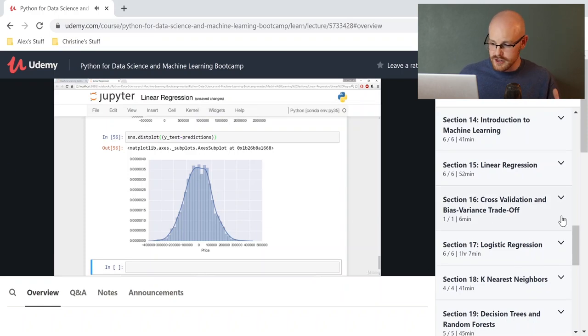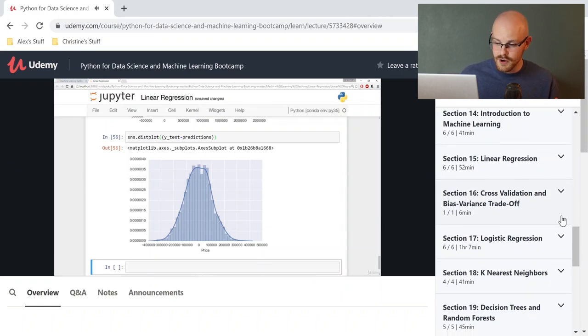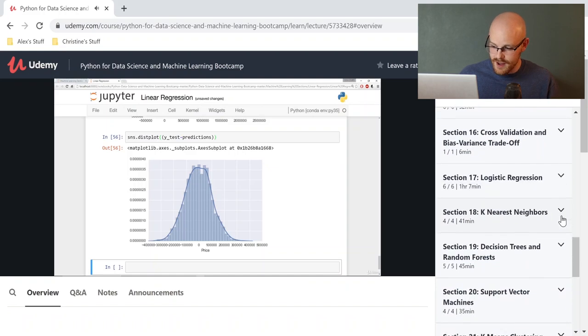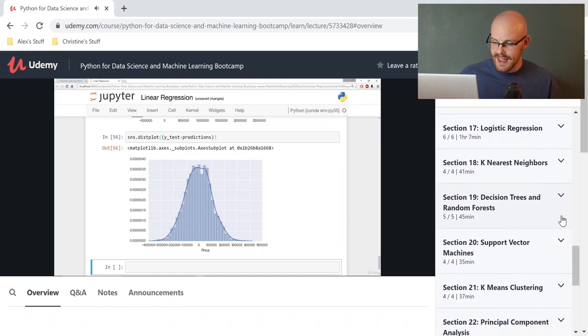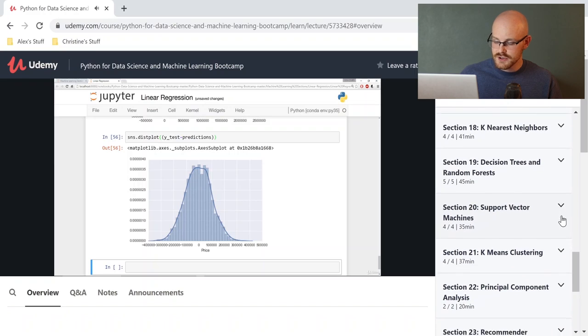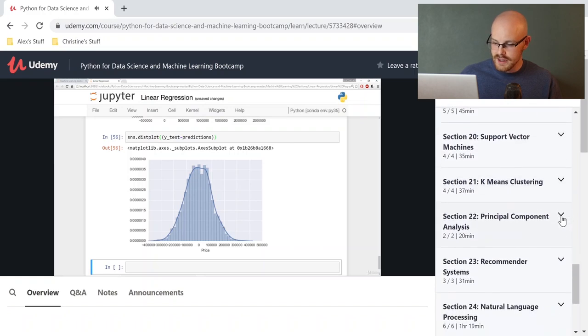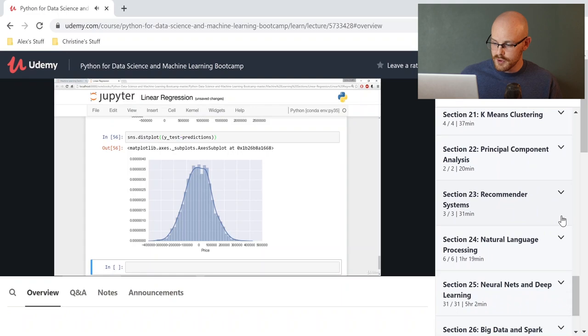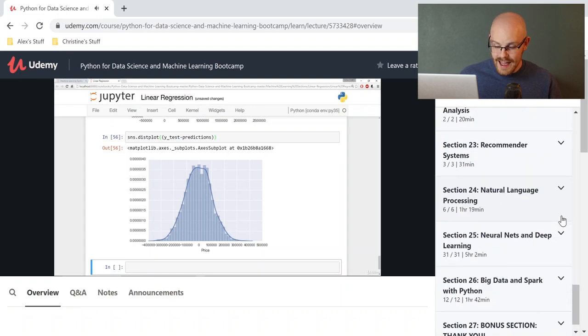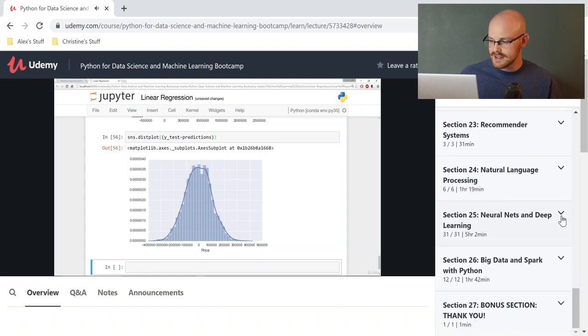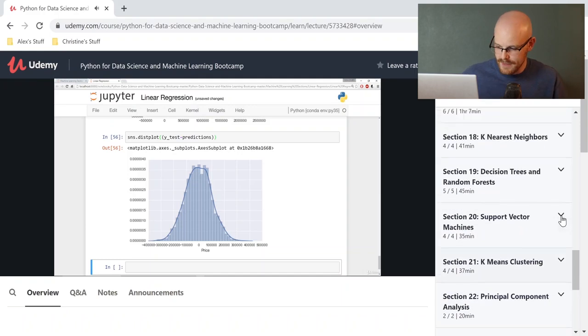It's going to give you an introduction to machine learning. You're going to look over linear regression, cross-validation, and bias variance trade-off, logistic regression, k-nearest neighbors, decision trees and random forests, support vector machines, k-means clustering, principal component analysis, recommender systems, natural language processing, neural nets, and deep learning, big data, and Spark with Python, and then a thank you at the end, which obviously is not machine learning.